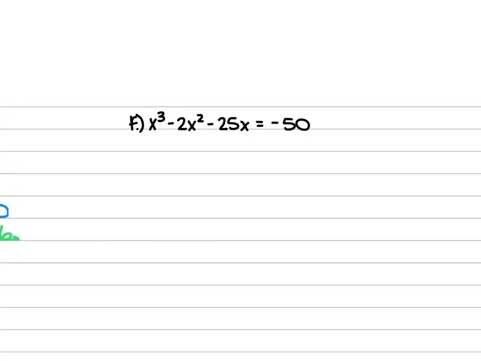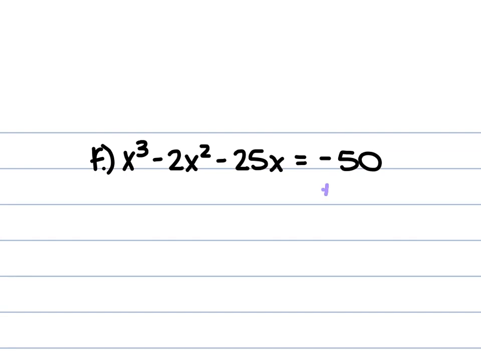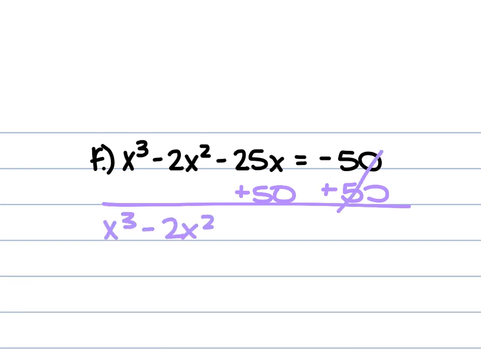For f, we have x cubed minus 2x squared minus 25 is equal to negative 50. So move the 50 over. Remember, we wanted this equal to 0. So we're going to add the 50 to both sides. We're going to have x cubed minus 2x squared minus 25x plus 50 is equal to 0.